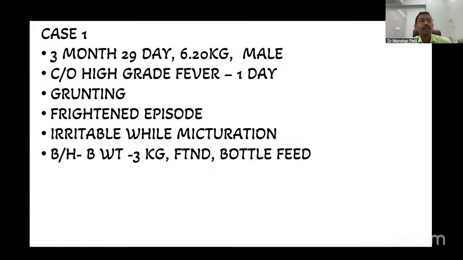Good afternoon everyone. First case, a 3 months 29 days old, 6.2 kg male, came with history of high grade fever only since morning. On the day of presentation, I treated him like a viral infection only, but the baby was having high grade fever, intermittent grunting and frightened episodes, and was irritable while micturating. So I did urine routine, which came normal. The baby was full-term normal delivery and bottle fed.